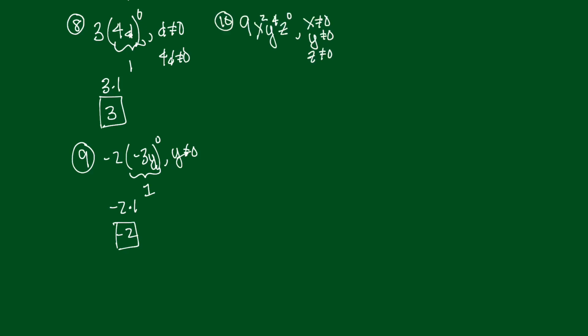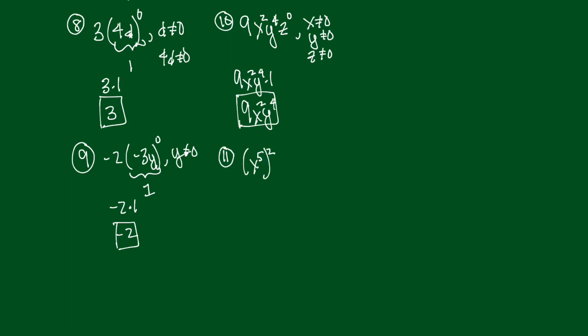And here in number 10, we want to simplify this expression, and the problem tells us that x, y, and z are non-zero numbers. As long as I know that they're not 0, then what do you have for this one right here? Z to the 0, as long as the base is not 0, is a 1. So now we're looking at 9x squared y to the 4th times 1, which is just 9x squared y to the 4th.